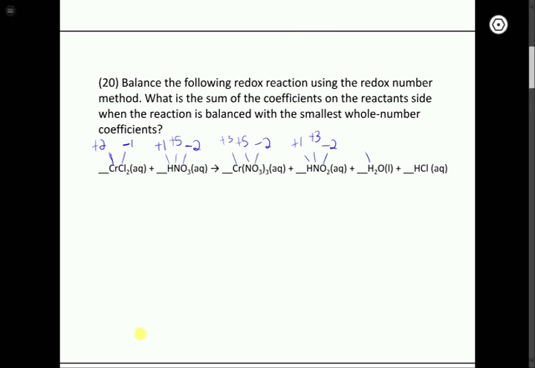Water, we see it all the time, is +1 and -2. HCl is +1 and -1. Alright, so acids, the hydrogen is always going to be +1 and the anion is going to have whatever its charge is.